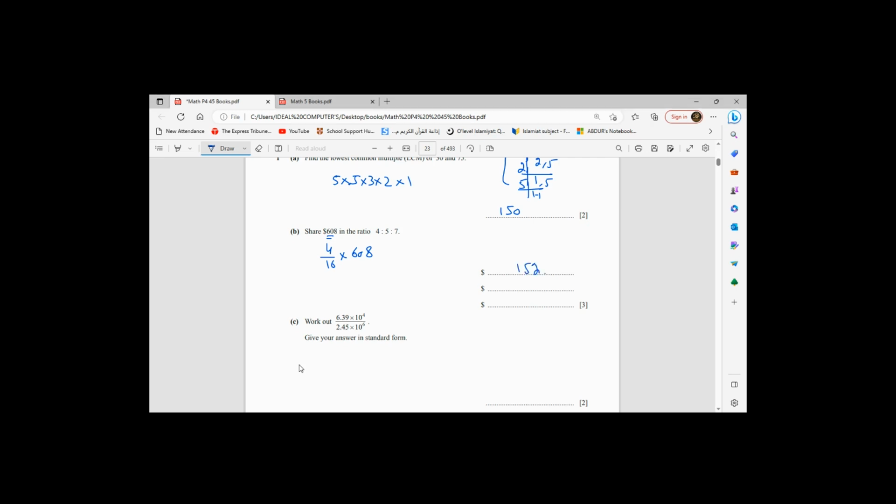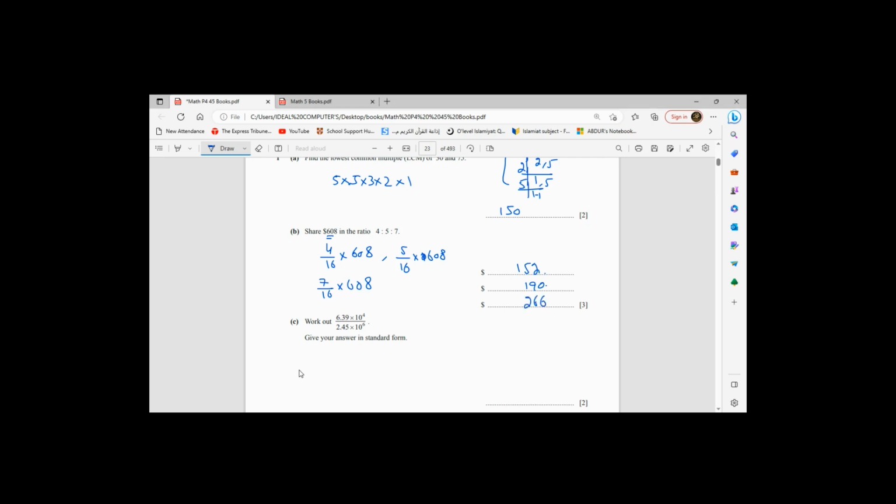152. Now the same process you will repeat with the second ratio, that is 5 upon 16 times 608. So if I do it with a calculator, that is 5 times 608 divided by 16. The answer is 190. And for the last one, 608 times 7 divided by 16. The answer is 266.